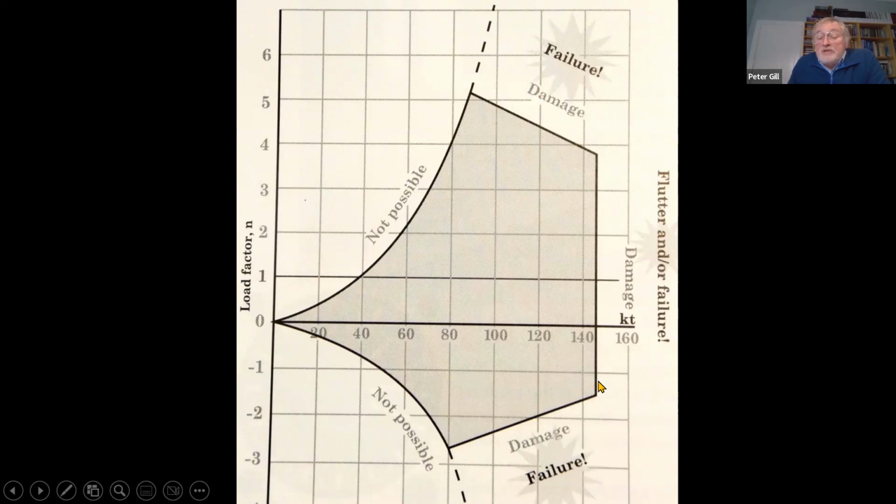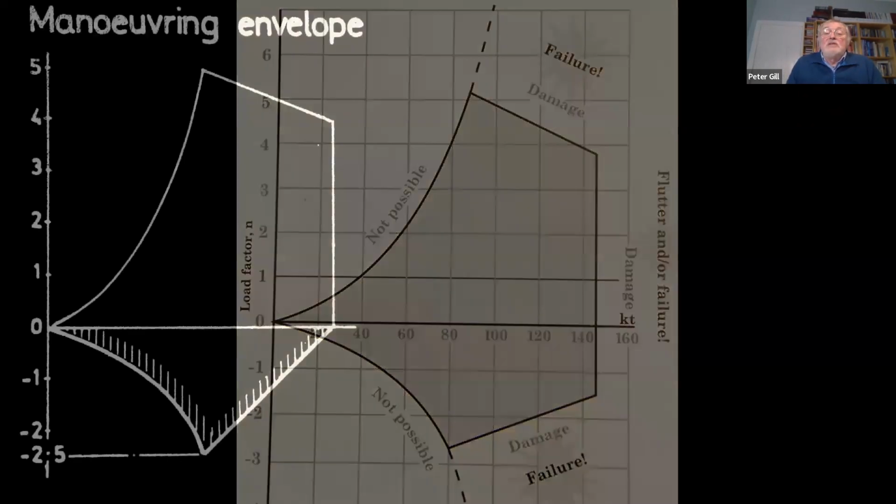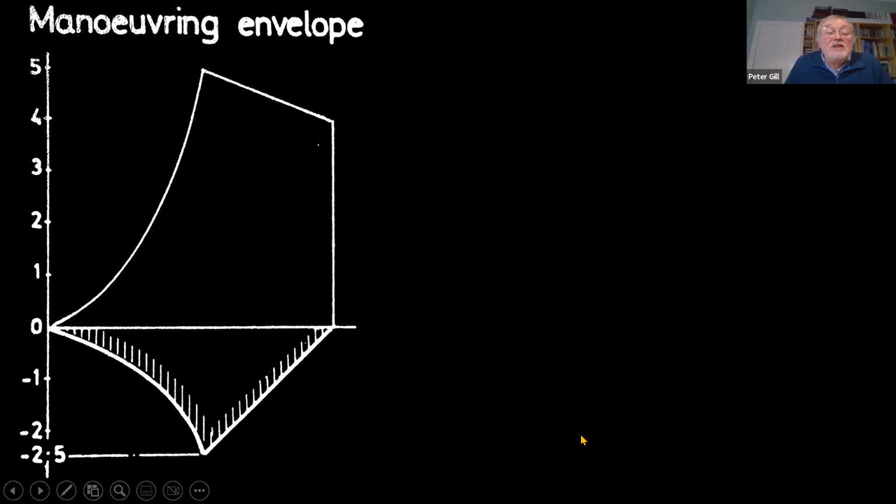And the whole thing is referred to as a flight envelope, which is not a brown envelope in which your certificate arrives.